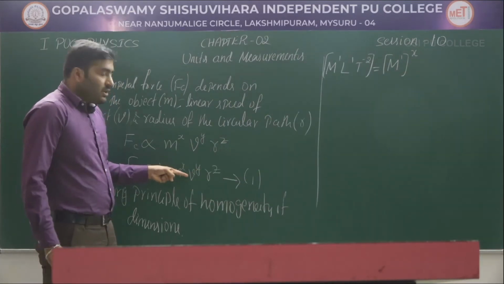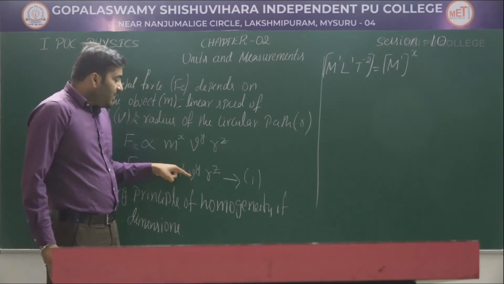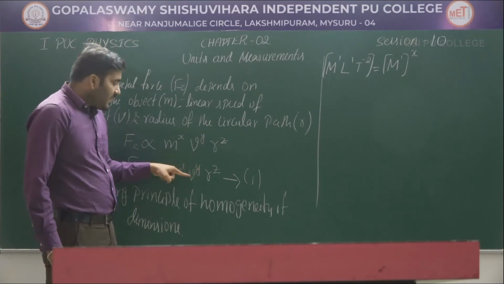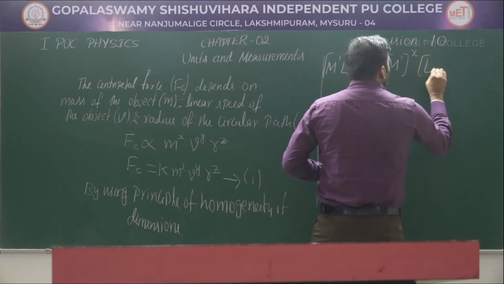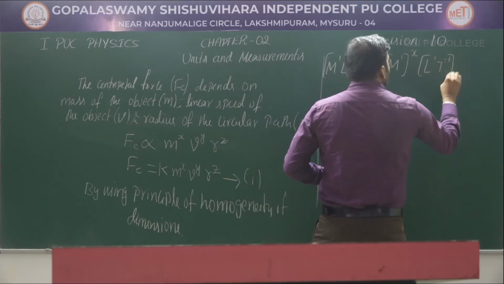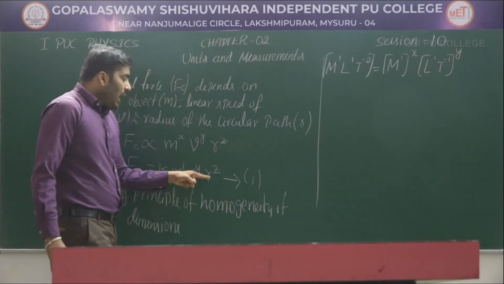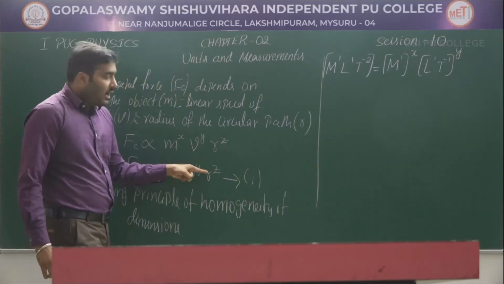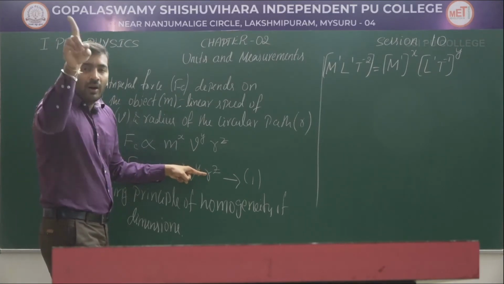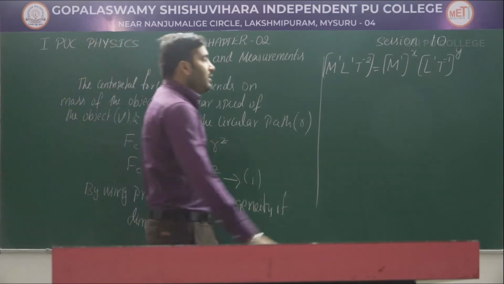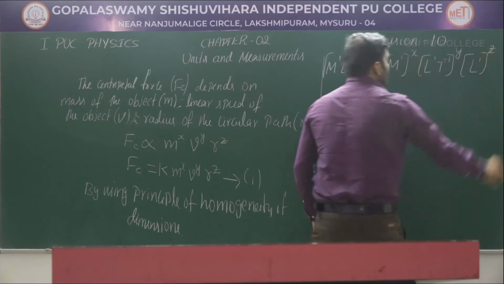Next we have velocity or linear speed. So this is speed, simply speed. So speed to the power of y. Let us write the dimensions for speed now. The dimensions of speed are l power 1, t power minus 1, to the power of y. Next we have r power z. R is a radius. Radius is nothing but a length, so the dimension of length is l power 1. So l power 1 to the power of z.